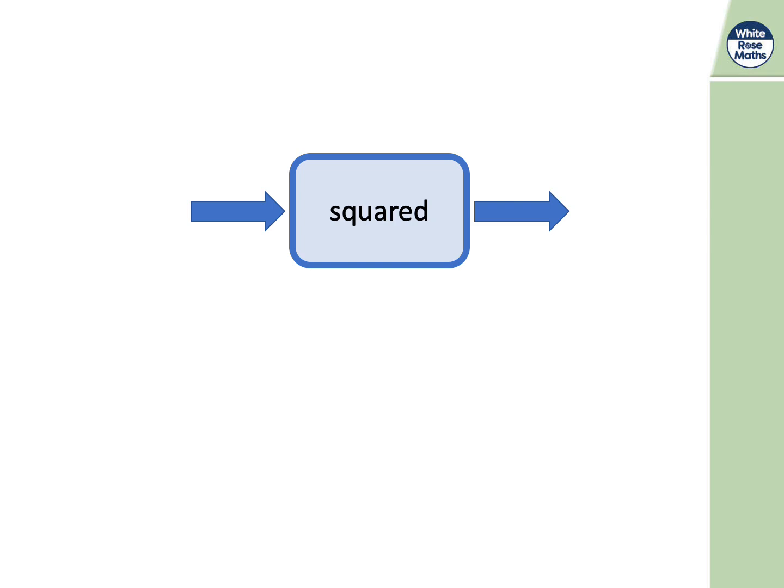So far, all of our function machines have contained operations like add 10 or subtract 5, etc. But look at this one. This one's different. This one uses a word, squared. So let's say the input was 12. To find the output, I would need to square 12. And 12 squared is equal to 144.